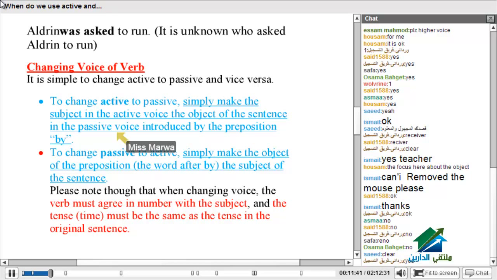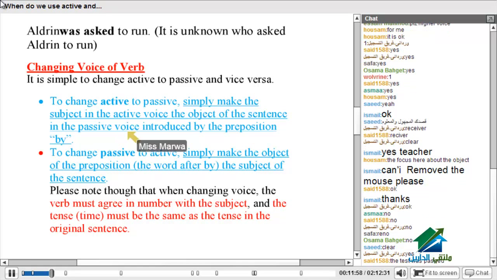Okay? Like, he passed the test. Which one is the subject? He. Object, the test. طيب انا عايزة اعملها transformation وعايزة احولها من الactive للpassive. ايه اللي انا هعمله؟ هاخد الobject اللي هو the test, اخليه ايه؟ The subject. Yes, the test was passed. Thank you very much. طيب, what else?